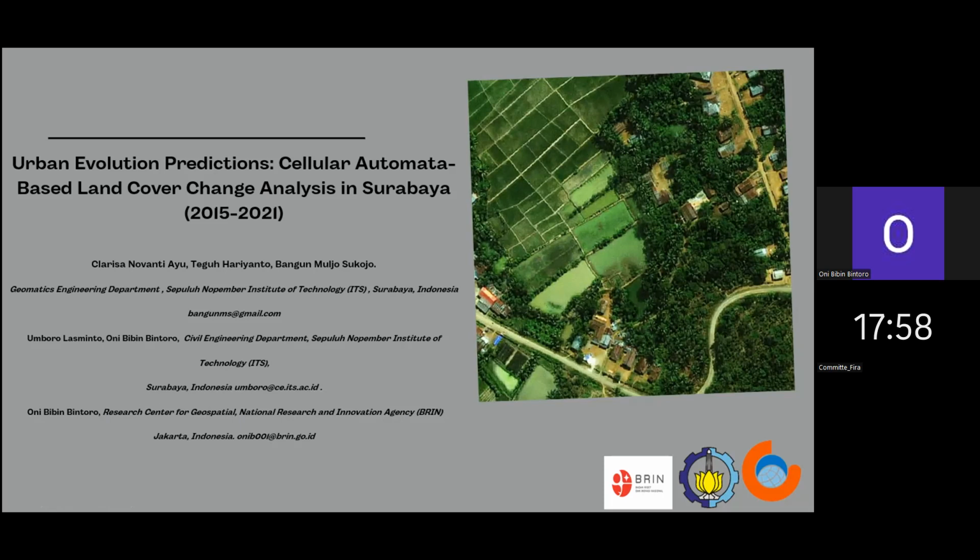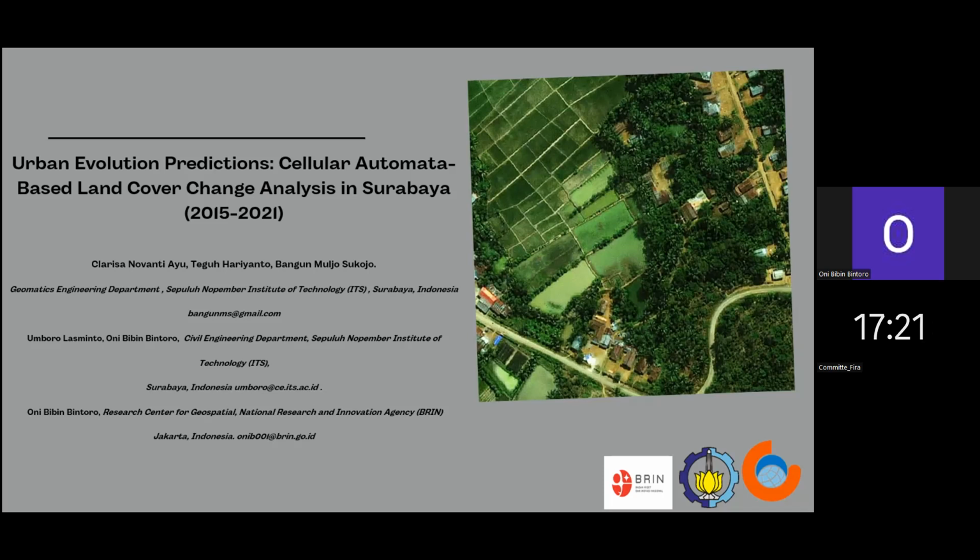So this study investigates the dynamic transformation of Surabaya's urban environment from 2015 to 2021 by employing satellite imagery and cellular automata simulation to predict alteration in land cover. This study provides essential perspective for the field of urban planning and environmental management, emphasizing significant urban expansion and its consequence, thus providing direction for a sustainable development approach in Surabaya.